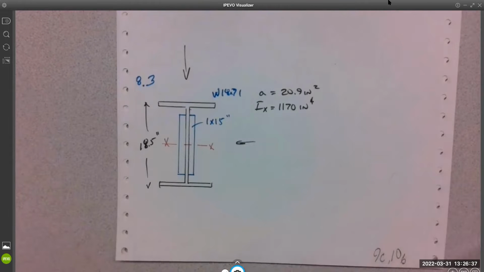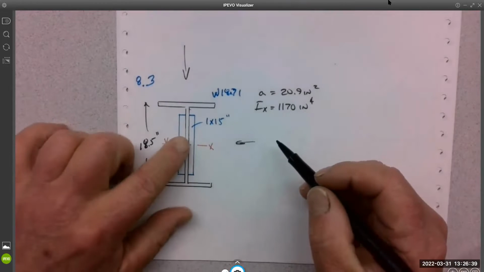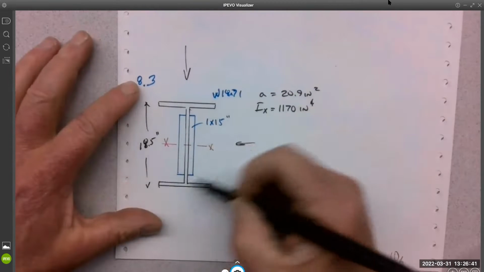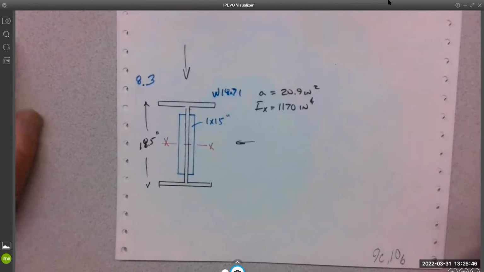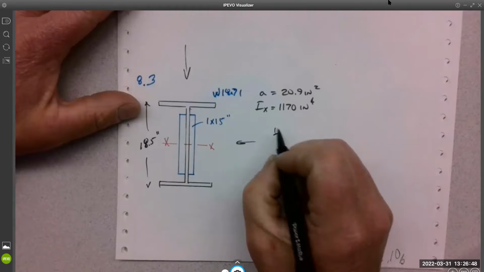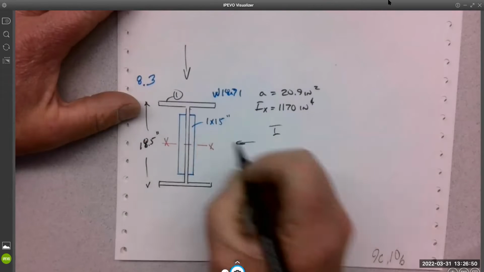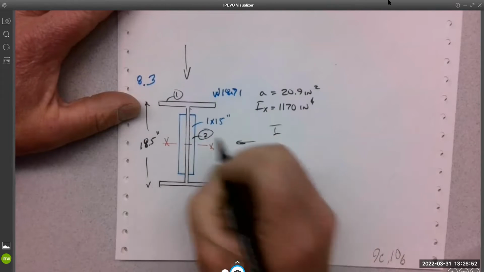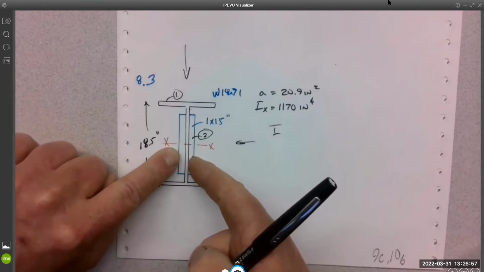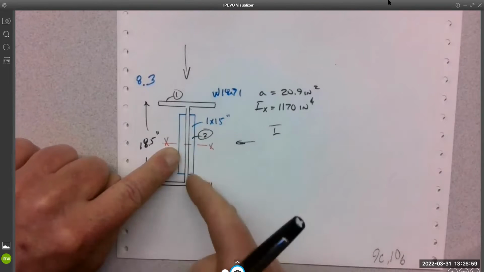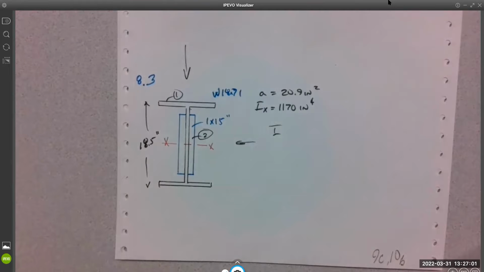All right, so we need the inertia of this one, right? Once we have the inertia of both, then we can just add these up. Makes sense? So I'll call the W shape 1 and the plates 2. Why would we do this? Any ideas? Why would we add those plates? Extra bending strength, dramatically different, right?